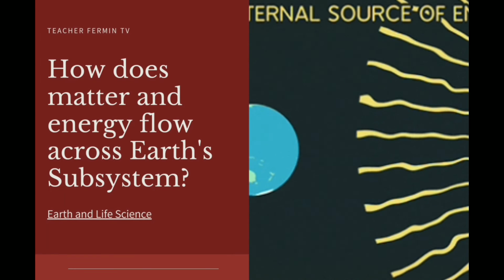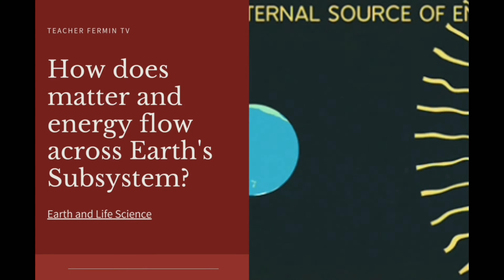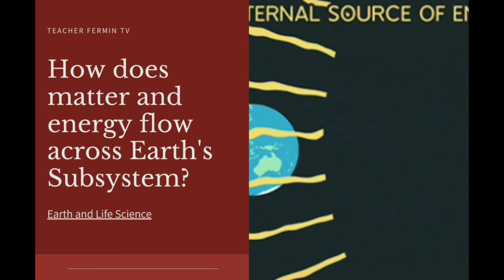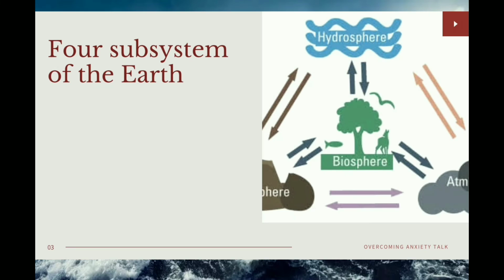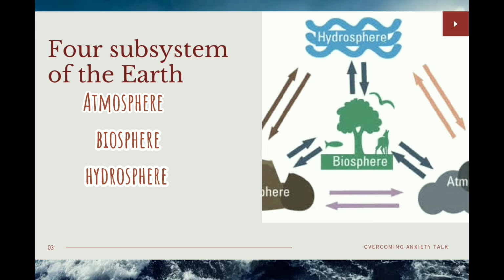So how does matter and energy flow across the four subsystems of the Earth? The Earth consists of four subsystems, across whose boundaries matter and energy flows. The atmosphere, which represents the air; the biosphere, which are the living things; the hydrosphere, which is the water; and the geosphere, which is the land.